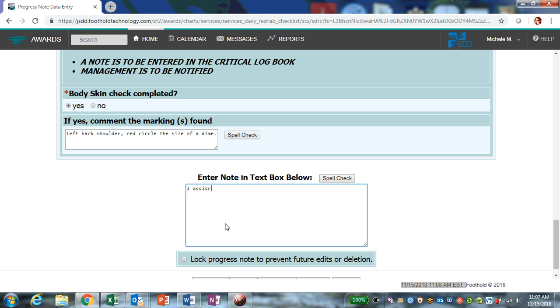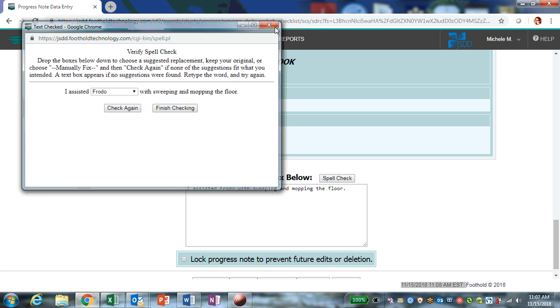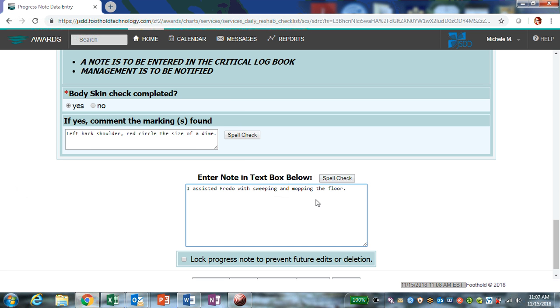I assisted. What did you do? I assisted Frodo with sweeping and mopping the floor. Spell check, Frodo is going to automatically be deemed inappropriate or wrong because it's a proper noun. I don't need to make any changes. So I assisted Frodo with sweeping and mopping the floor.